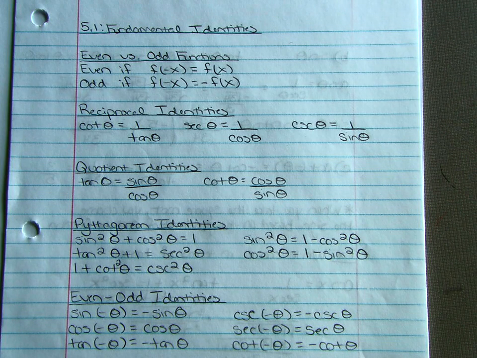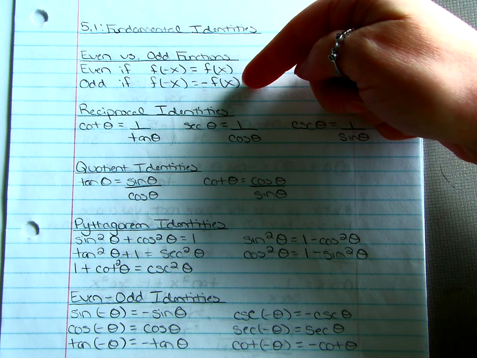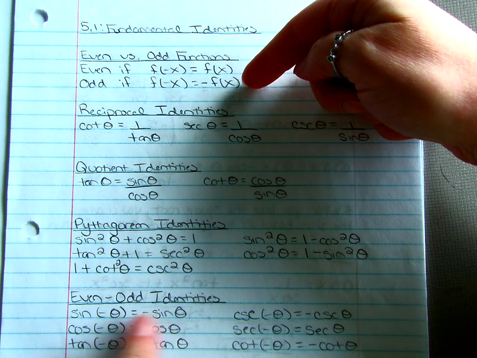The last set of identities are even and odd identities. This is kind of where you can see which of our functions are even and which are odd. If sine of negative theta is negative sine of theta, then if we look up here at our even and odd, that means sine is an odd function, because we put in a negative and we take the negative out front.